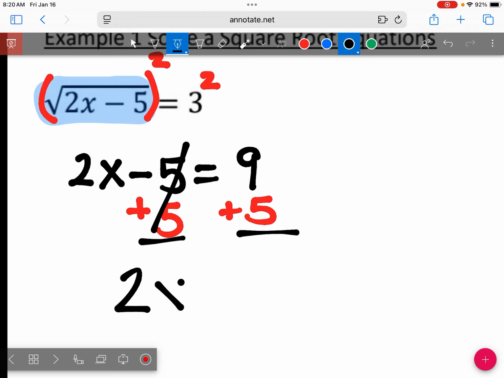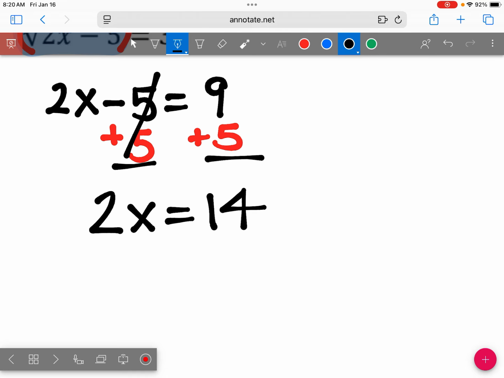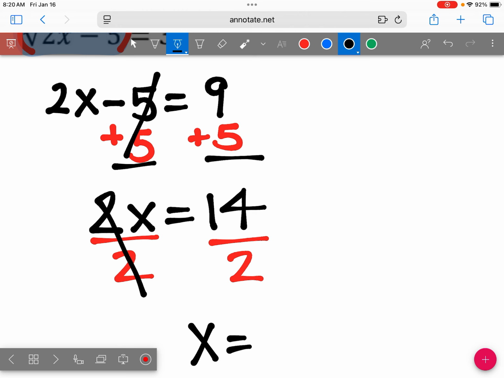So 2x equals 14. And now, I heard Tanya, you are right. Divide by 2. Good job. So we get that x equals 7. But does it act? Oh, yes.